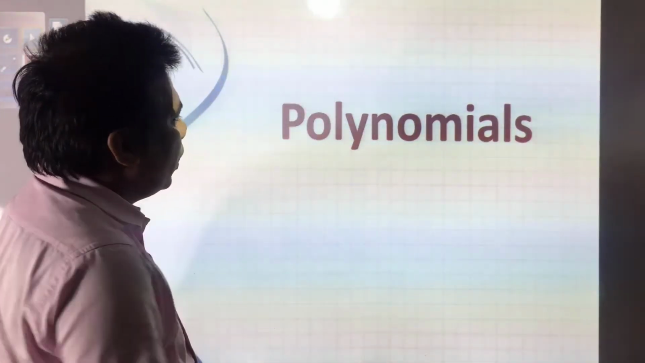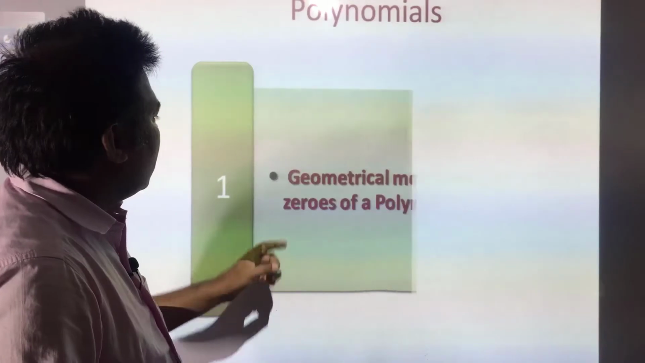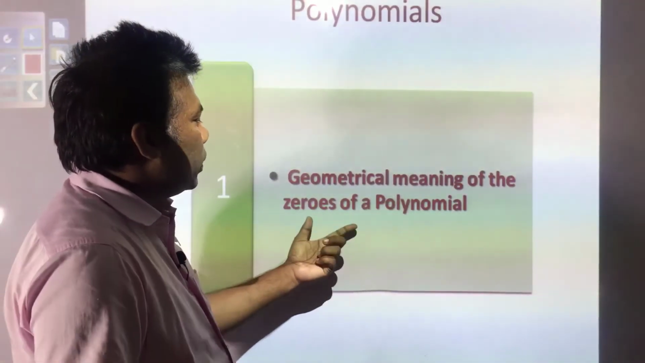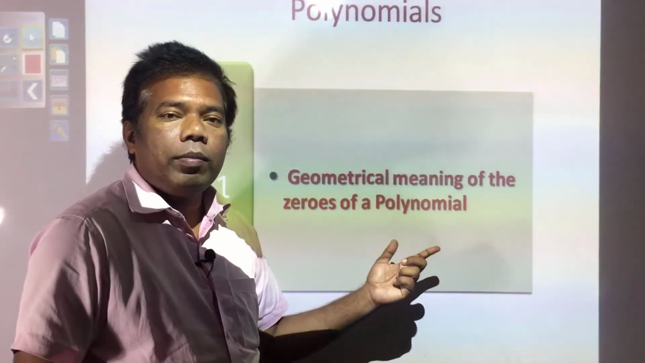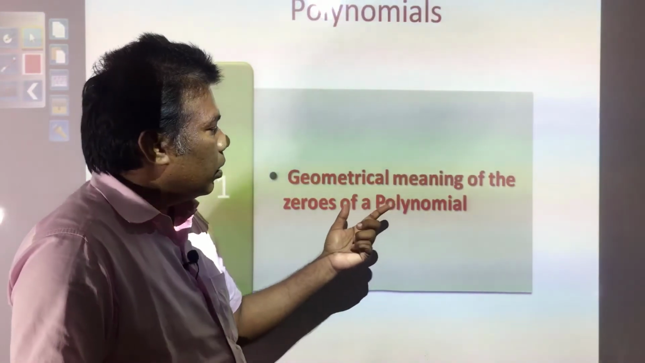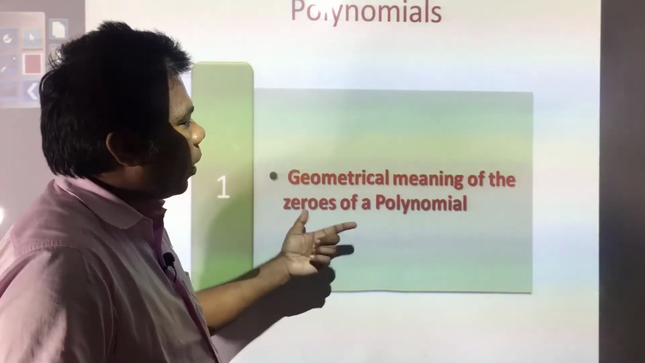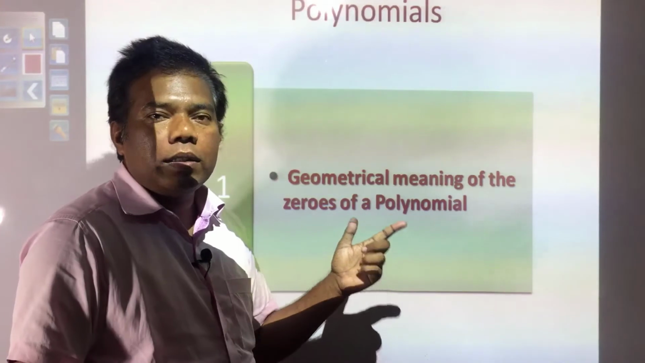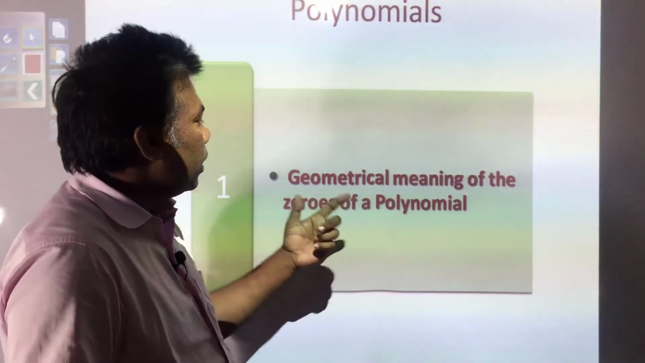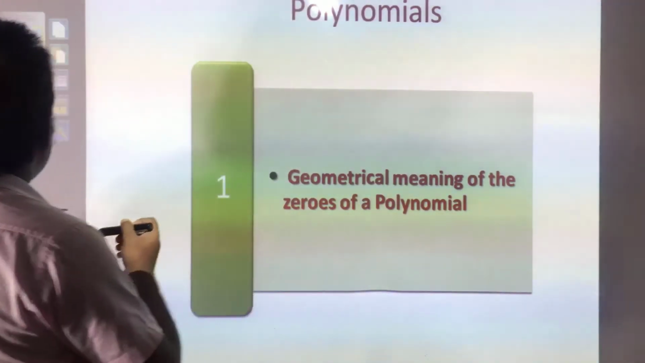Today we are going to see the geometrical meaning of the zeros of a polynomial, and this is very important for the exam. This comes in the exam, so try to understand. This is not very difficult, this is so easy, but try to understand, this is important. So, let us start.